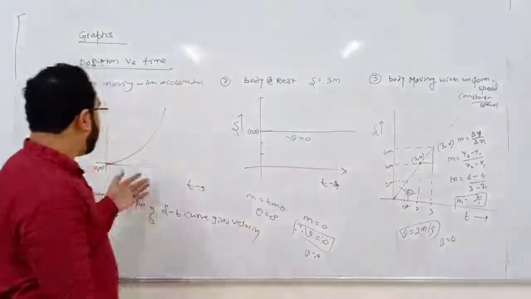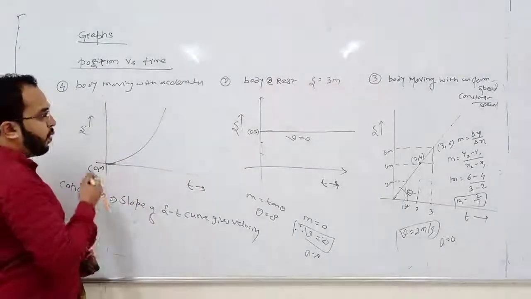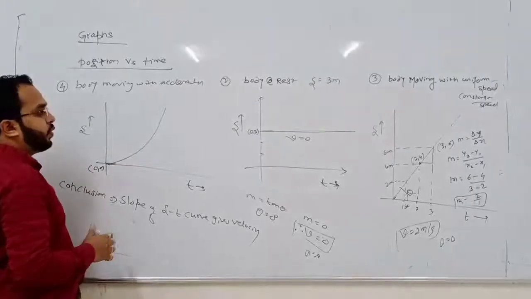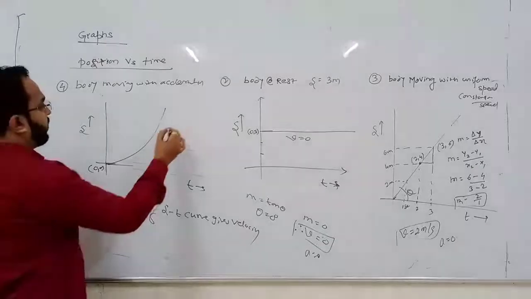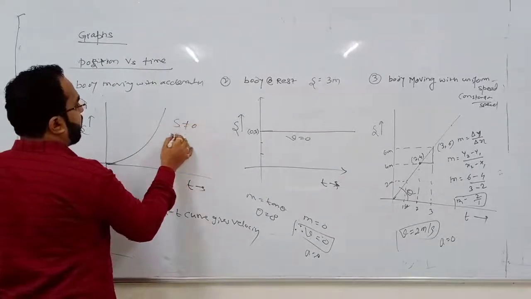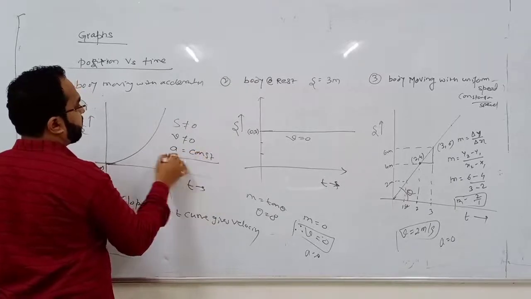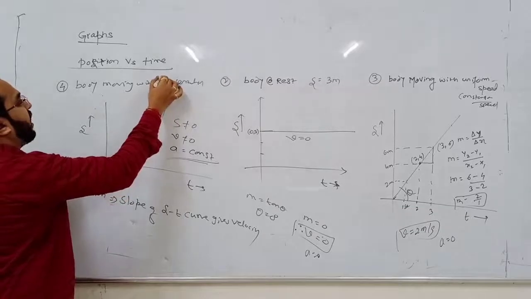Okay, now this is the next case. In this case displacement is also changing, velocity is also changing, and acceleration is constant. So nothing is 0 here. Displacement is not 0, velocity is not 0, and acceleration is constant. This is the curve. Body moving with constant acceleration.